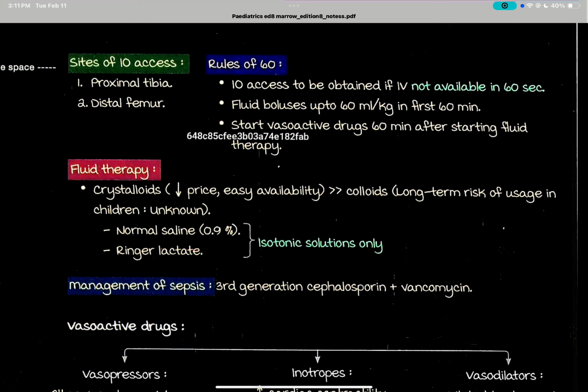Fluid therapy: crystalloids are preferred over colloids for decreased price and easy availability. Long-term risk of usage in children is unknown. Normal saline 0.9%, Ringer lactate. Isotonic solutions only.